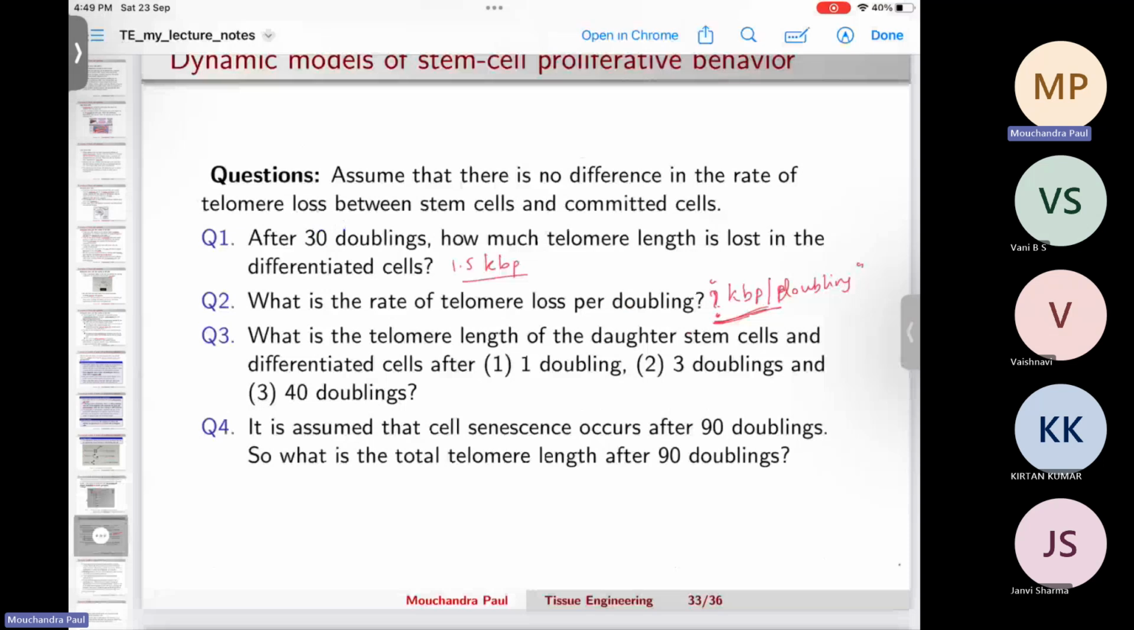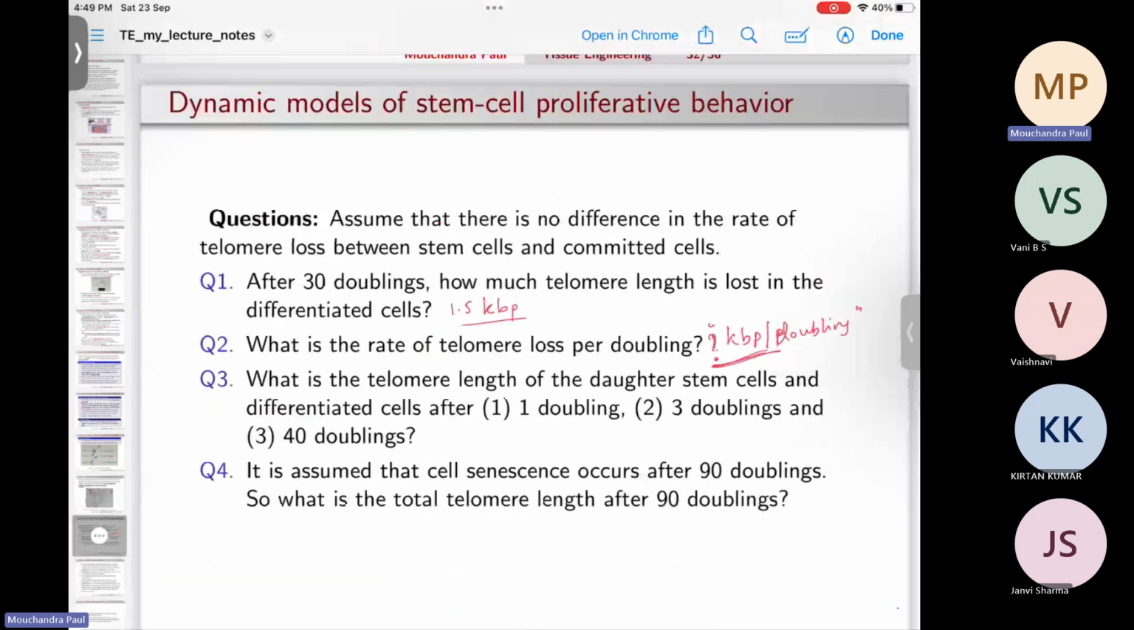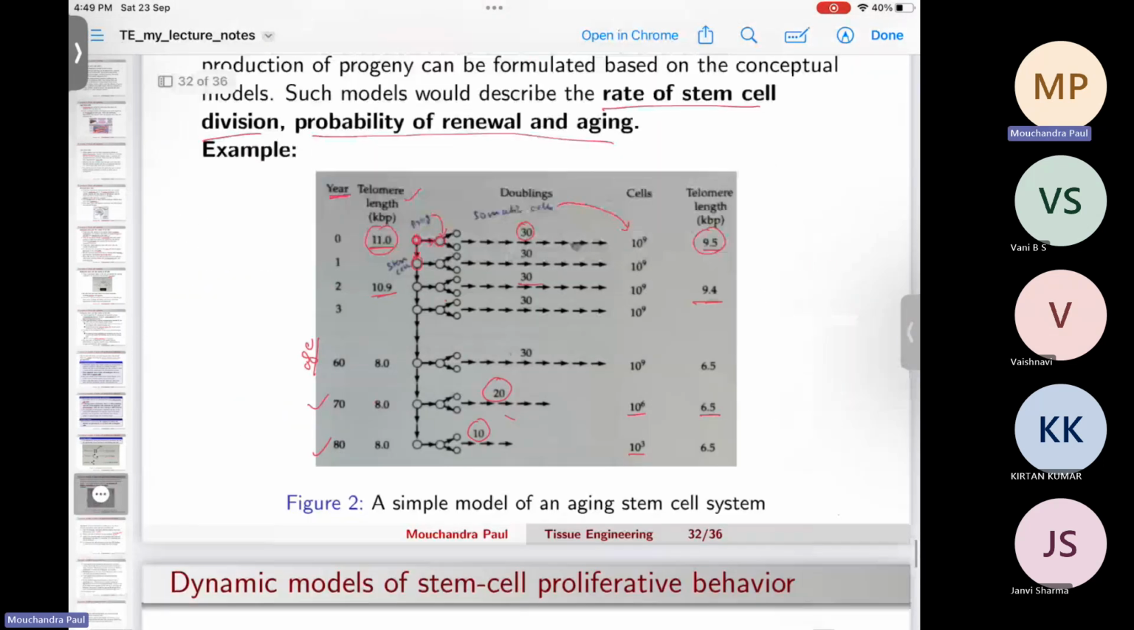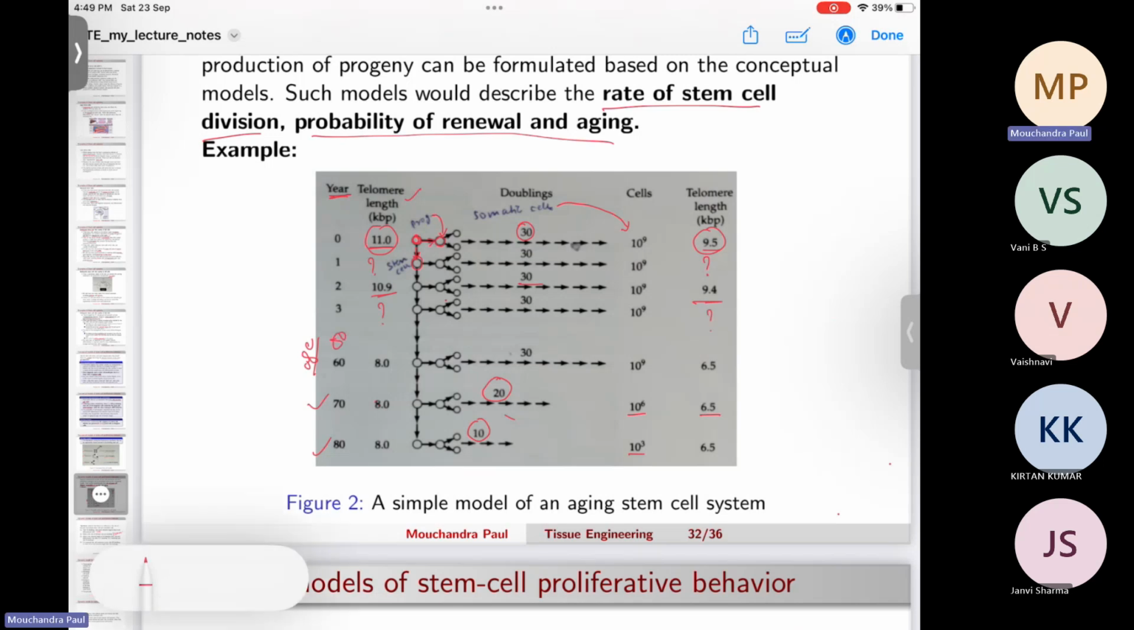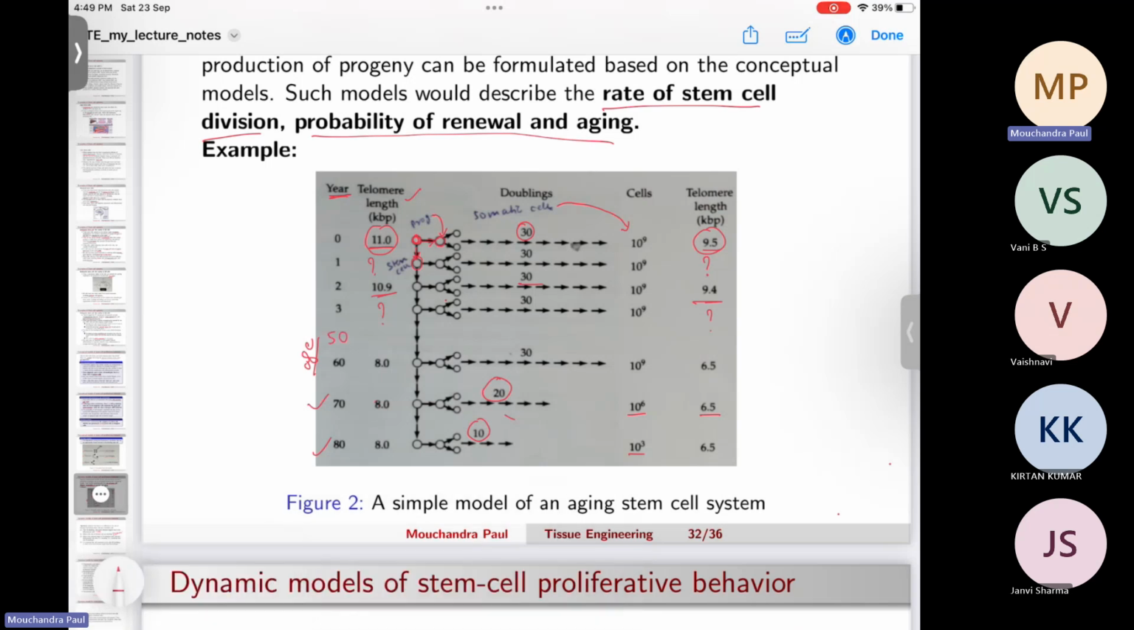Now what is the telomere length of the daughter stem cells and differentiated cells after 1 doubling, 3 doublings and 50 doublings? So if you check this graph, what is the telomere length with daughter stems? So for year 1, this value is missing and this value is also missing. For year 3, same, and for year 50, so it is 50 not 80, this value is also missing, so you have to find the question marked values. How will you do that?